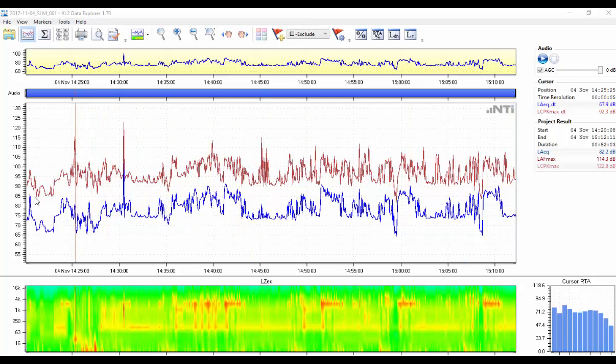So essentially we let the operator go about their business, carrying out the various activities, and we measured the noise climate. Just to show you the noise climate you're looking at on screen at the moment, this is the LAeq, which we captured on a 1 second basis, and this is the LC peak, which is also required as part of the assessment process.